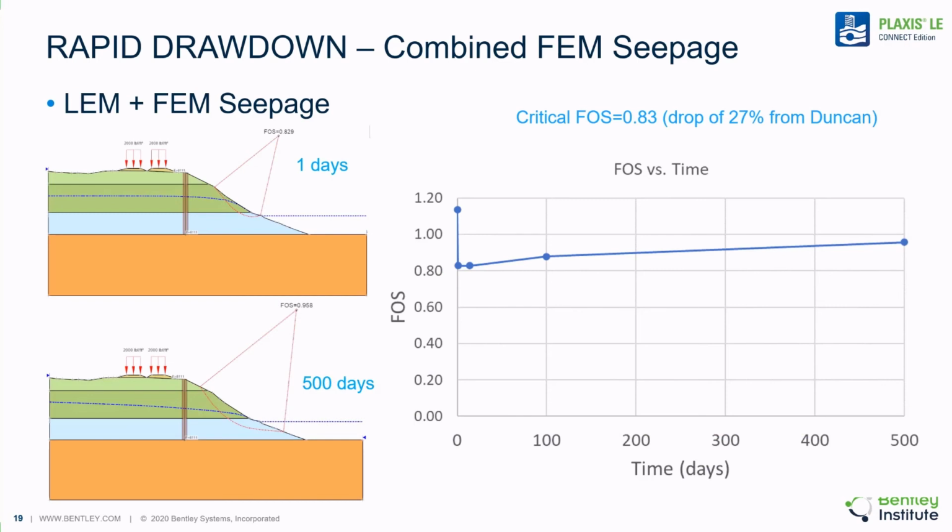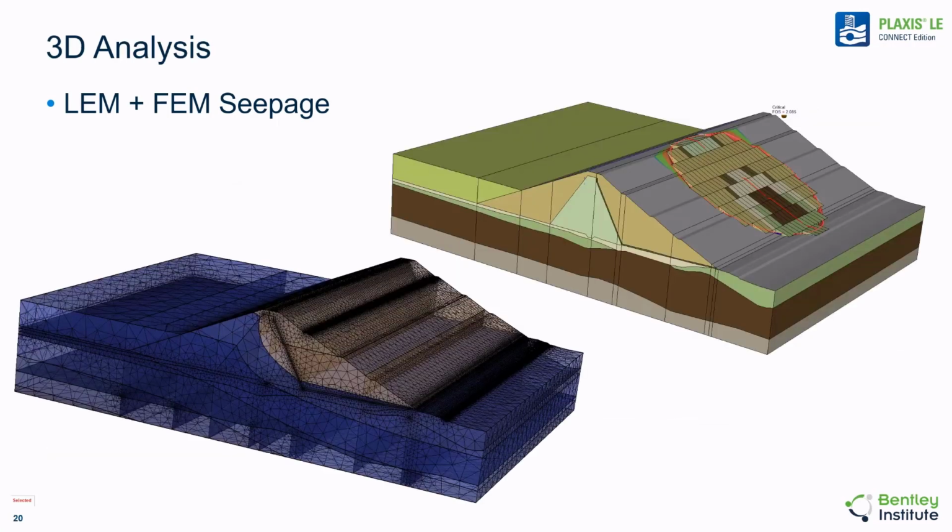If we take the calculated pore water pressures from the seepage model, import them to the stability model, and then calculate an updated factor of safety at various points in time, we can see that the location and the shape of the slip surface changes as a result of the change in pore water pressures within the slope.